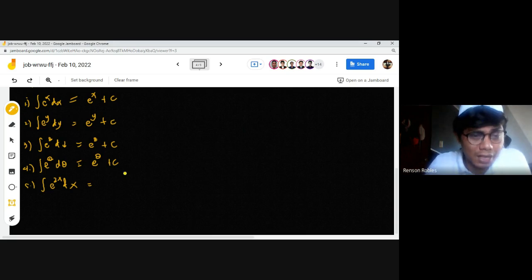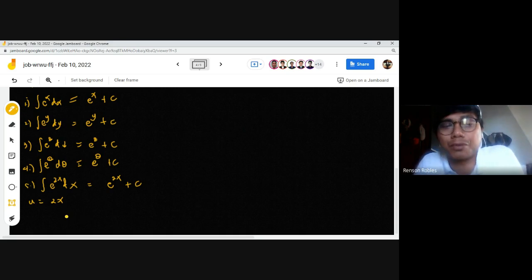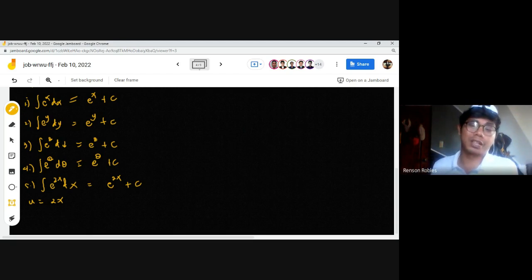E to the 2x plus c. Let's see. So from a change of variable, I will let u be equal to 2x. Again, those formulas, from I1 to I7, they are just patterns. Your goal is from the given, you try to simplify it by substitution, so that it goes to the formulas presented from I1 to I7.